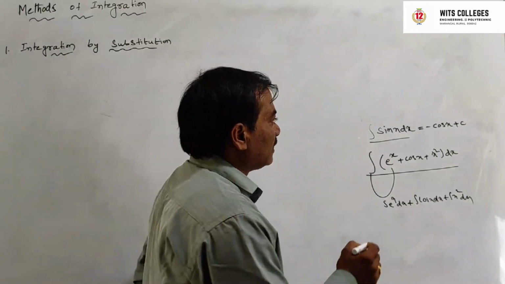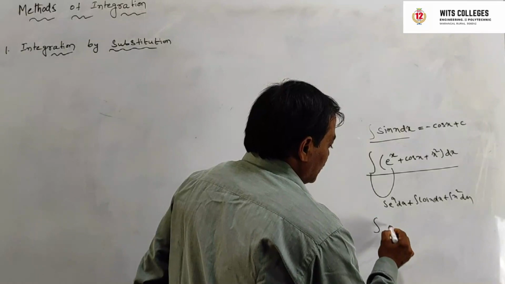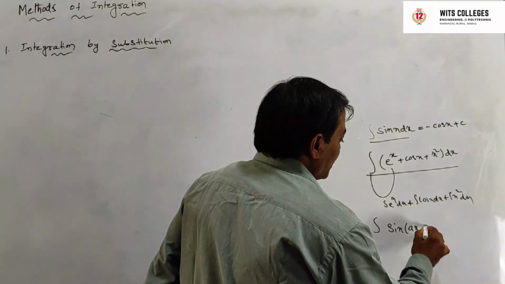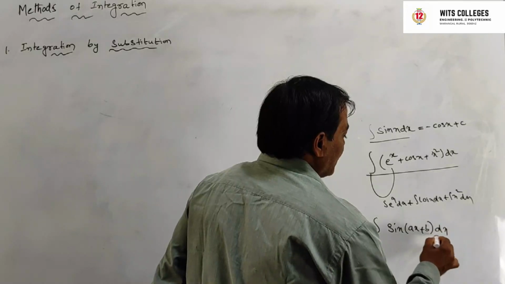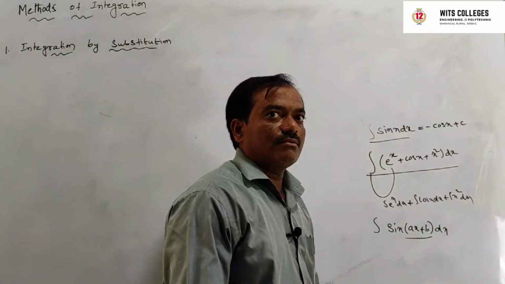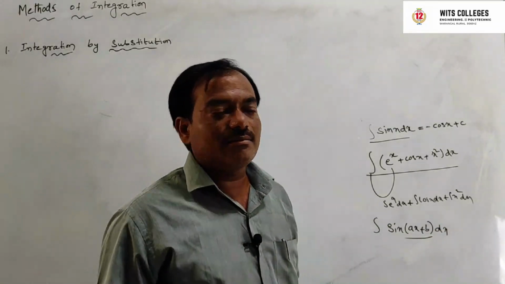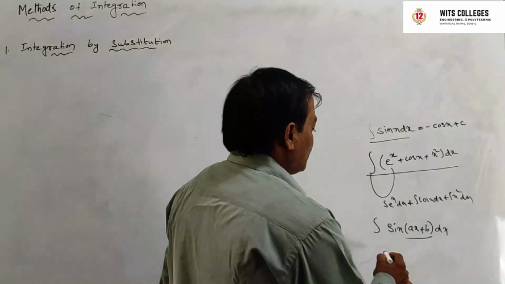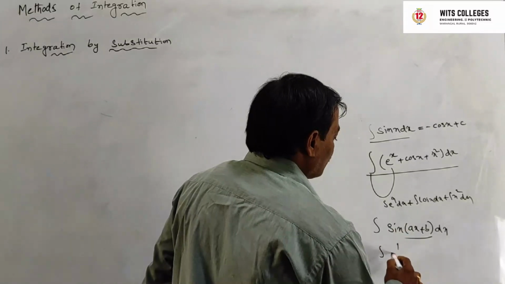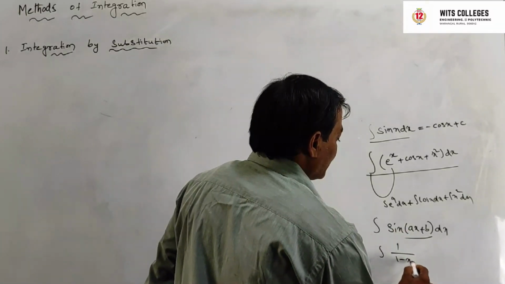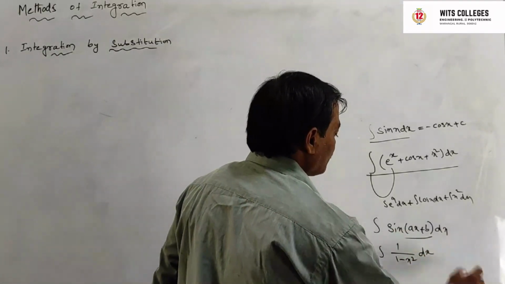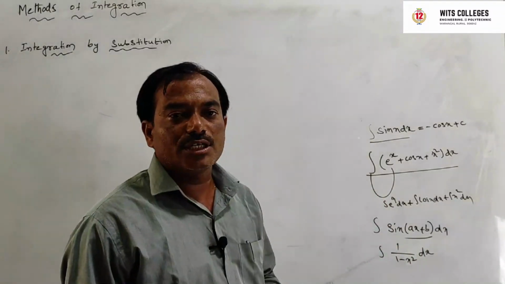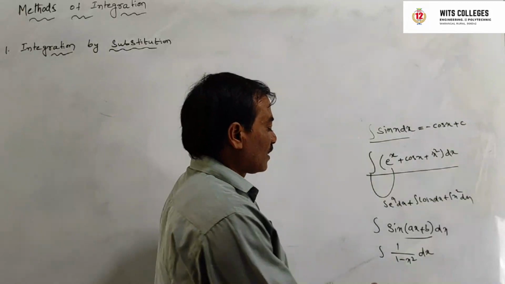Sometimes the question is like this: integral sin(ax plus b) dx. So we cannot find this integral value directly. This is the first type. And the second type, integral 1 by 1 minus x square dx. So here also we cannot find this integral value directly by using any direct formula.